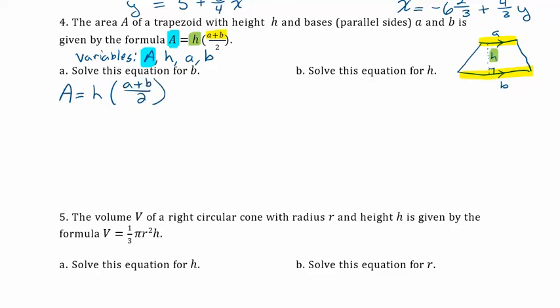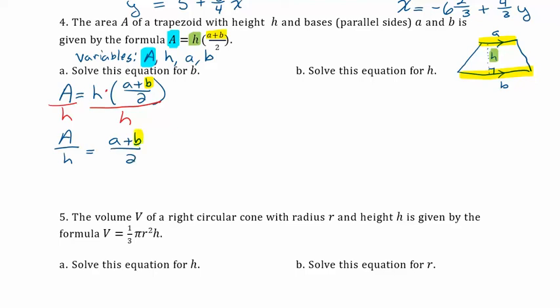So here we're being asked to solve for b. We need to get b isolated on the right-hand side of the equation. Either side of the equation is going to work, but it's on the right-hand side, so generally we'll keep it there. I think the first thing that I would like to eliminate is this h. This is h times this whole quantity, so I can eliminate that h by dividing both sides by h. So that gives me A over h equals a plus b over 2.